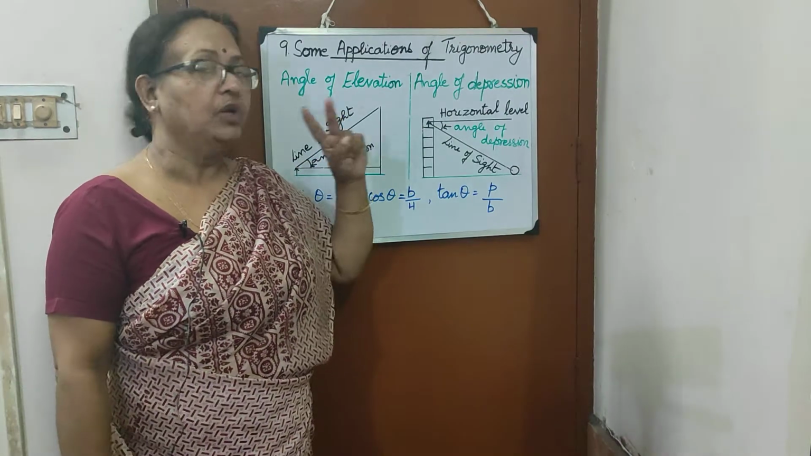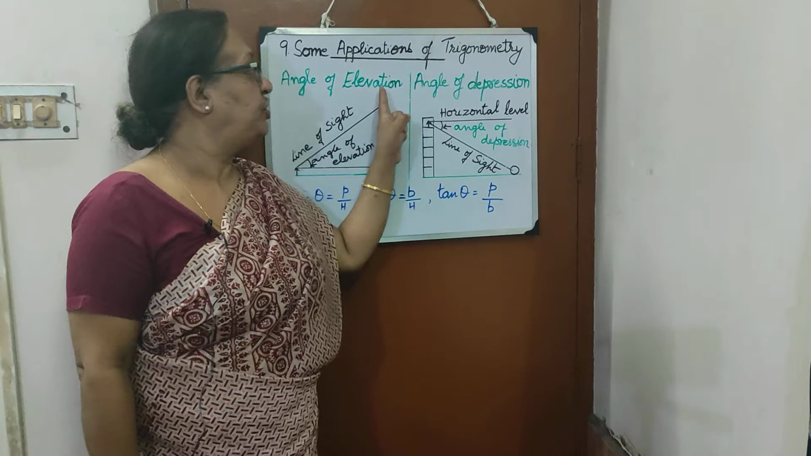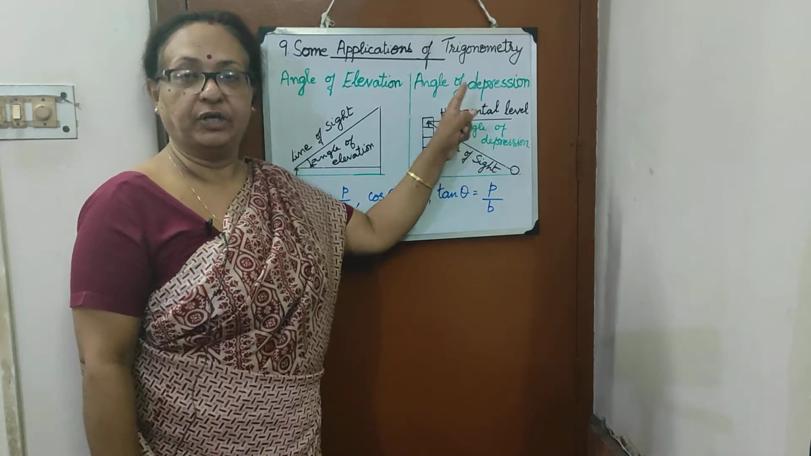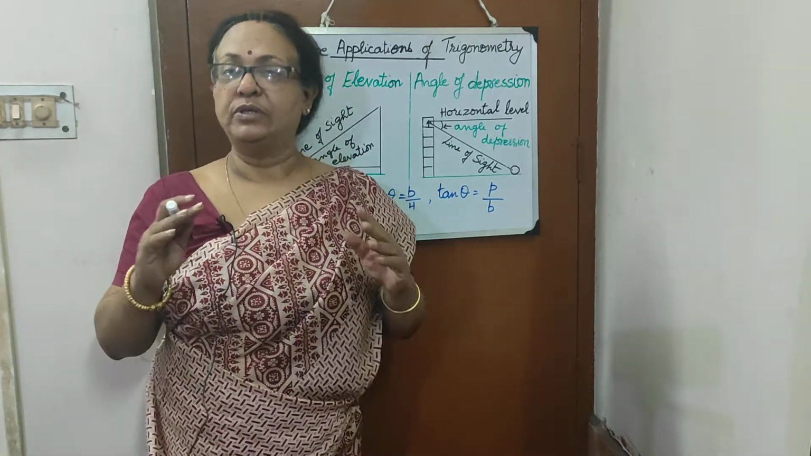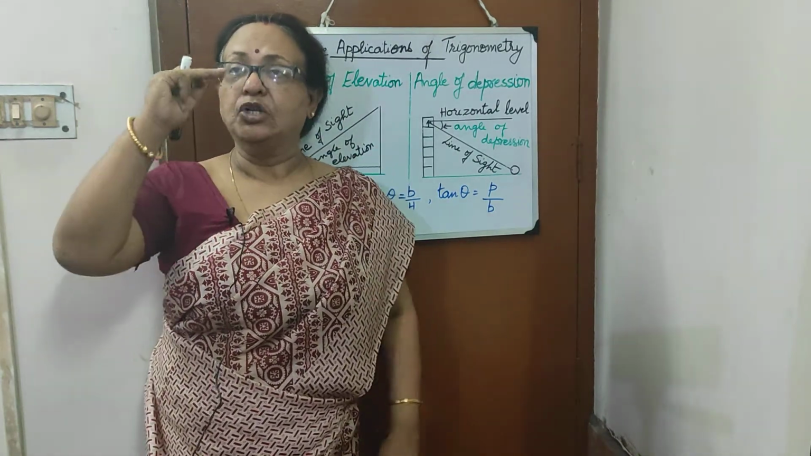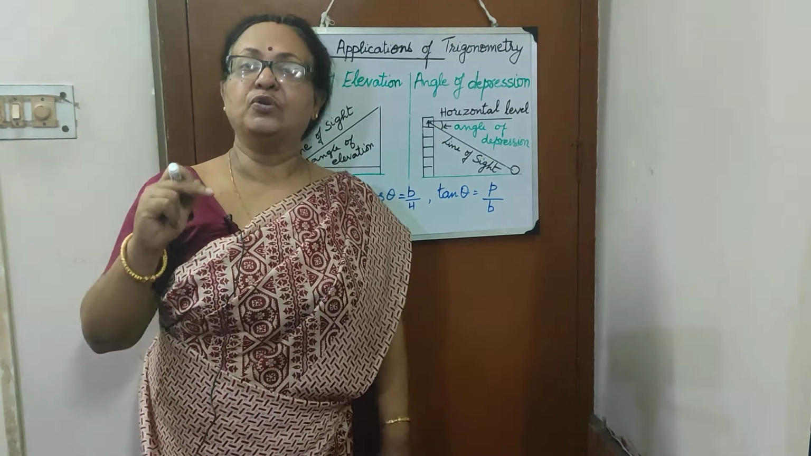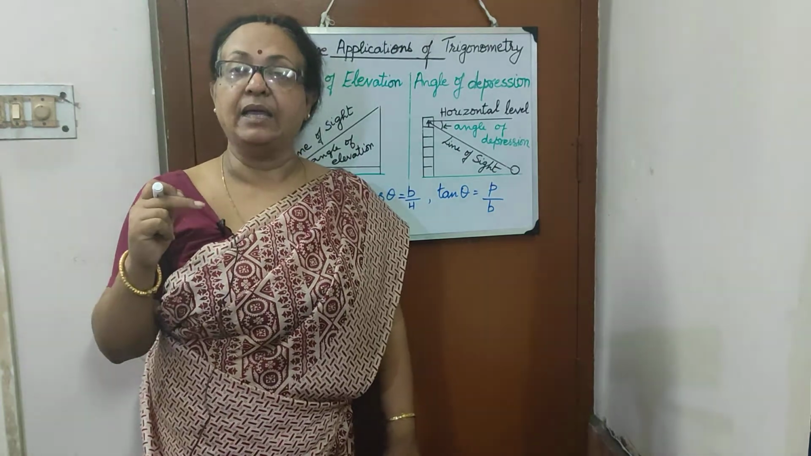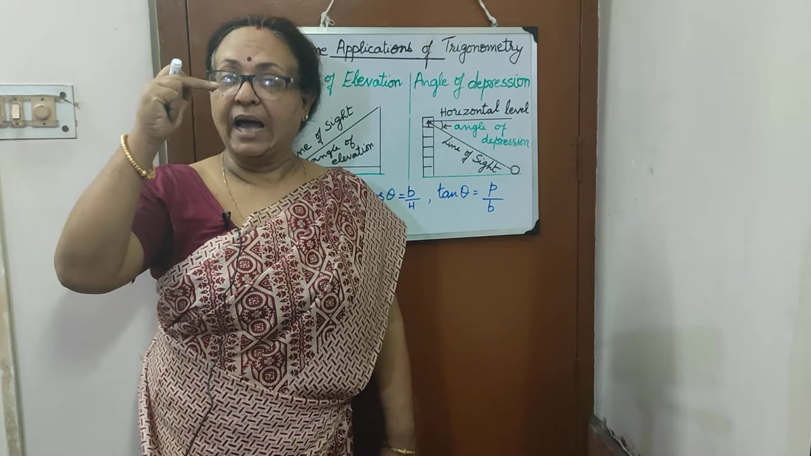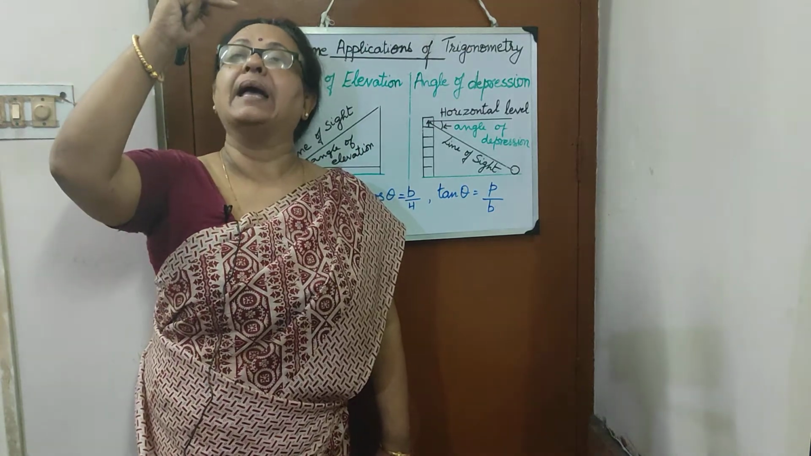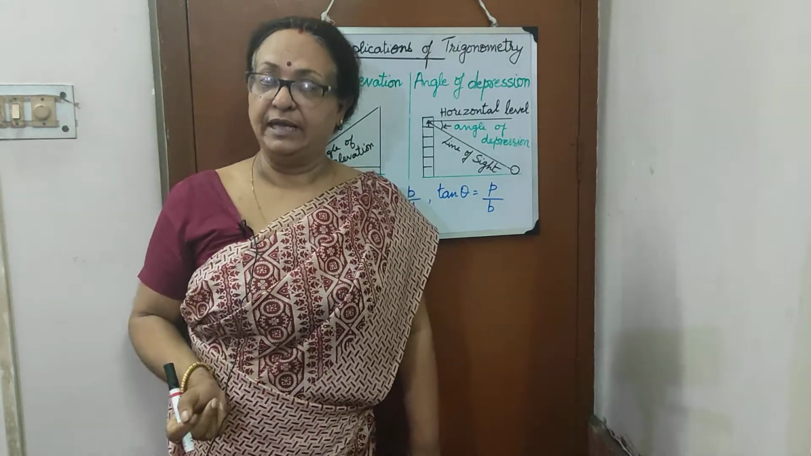Again, for this you need to know two new terms. What are they? Angle of elevation and angle of depression. Angle of elevation. What is angle of elevation? Now suppose I am standing here, I am looking straight. So this is my horizontal level. If I want to see a bird flying in the sky, what do I do? I move my head upwards. So my eyes are turning through an angle upwards. So this angle is called the angle of elevation.